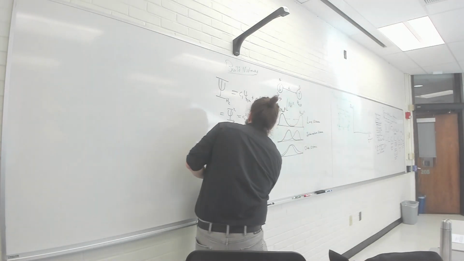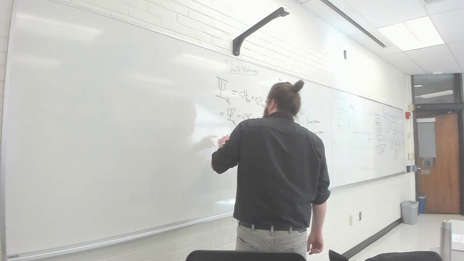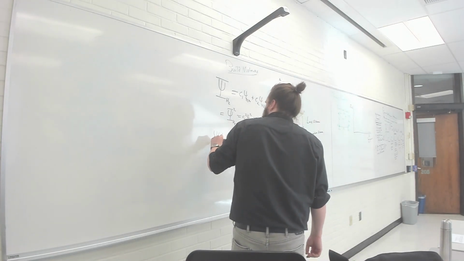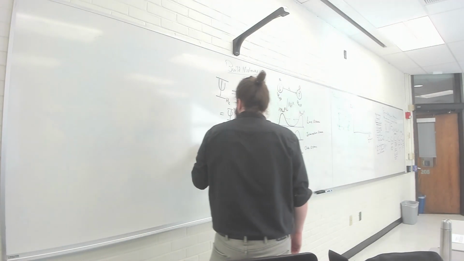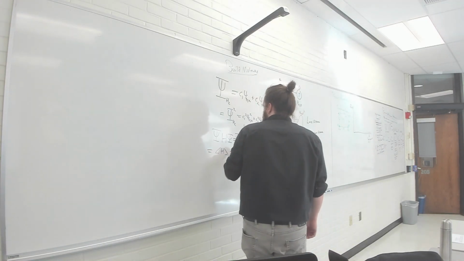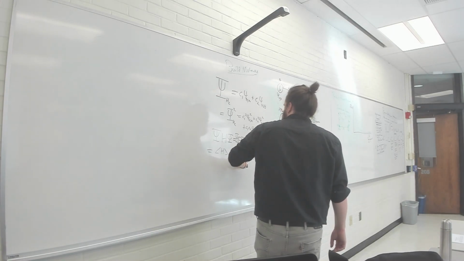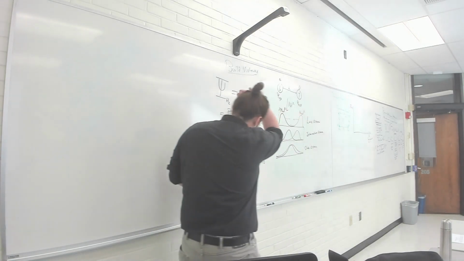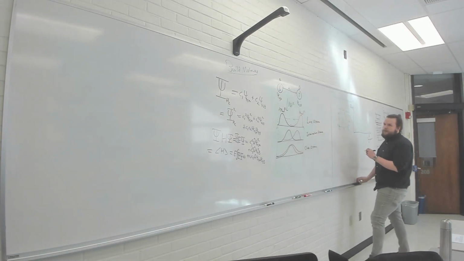And so what I'm going to do now is multiply both sides by psi, like that. And this is just the average value of the energy, which equals E times the integral of psi squared times whatever integral we have. All right, so let me work this math out really quickly.